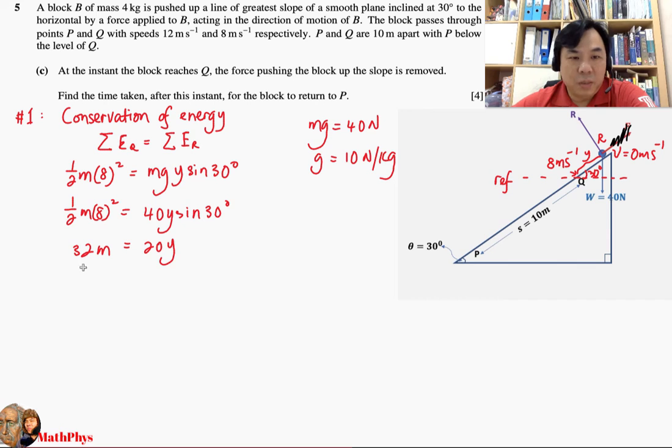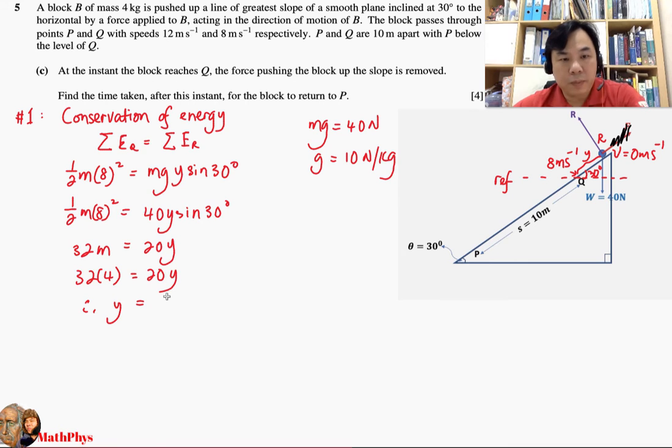The m is supposed to be a 4. So therefore, I'll write this one down as 4, 20y. Therefore, the y in this case will be 6.4 meters. Yeah, 6.4 meters. So it will actually move upward 6.4 meters before it stops moving. Let's assume that it does not drop off from the edge, right?